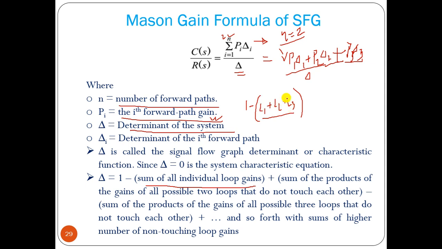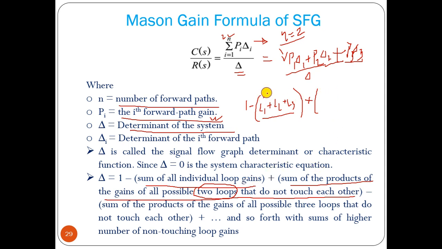The plus minus sign you have to take care of. If L1 has a negative sign, you have to put negative, that becomes plus here. Then plus the sum of products of gains of all possible 2 loops that do not touch each other. That means we have to find the 2 non-touching loop gains.